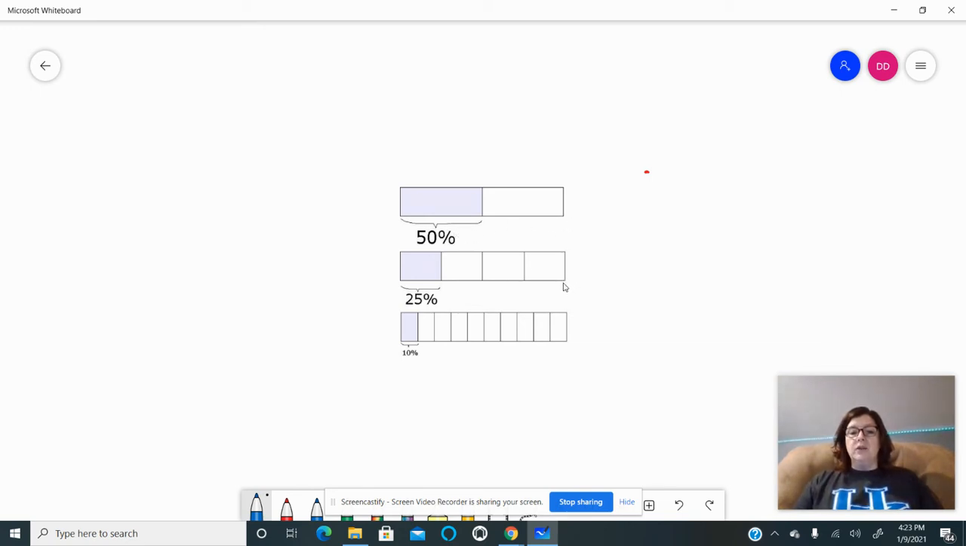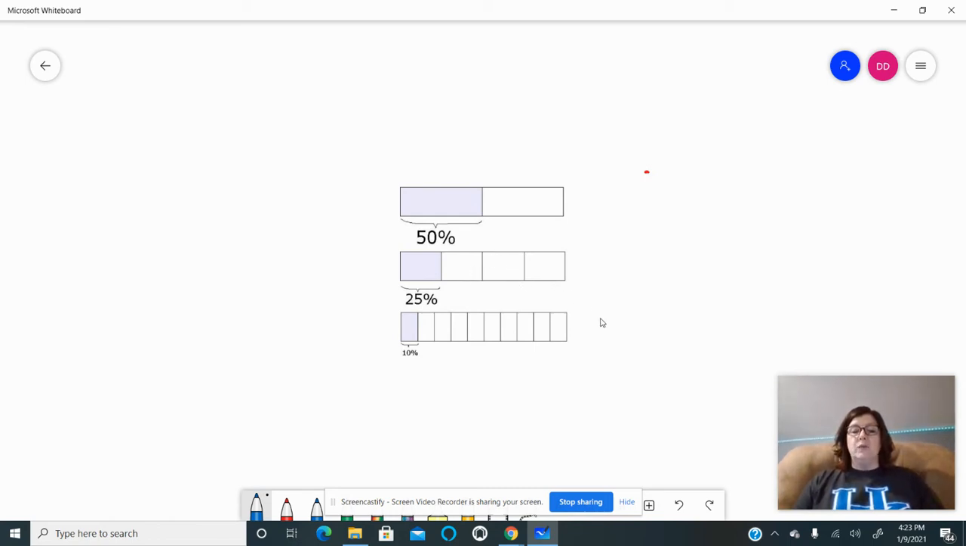The second model has 100% broken into four parts. 100% divided by 4 is 25. So each one of those represents 25%. The good thing about the 25% model is not only can you use it for 25%, but you can also use it for 50% if you have two sections, 75% for three sections.